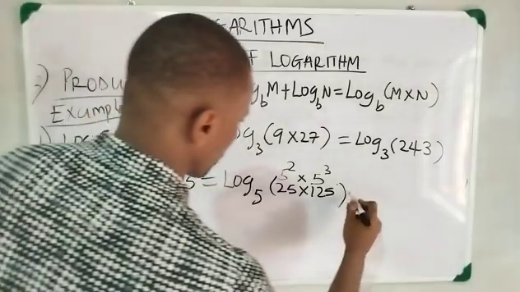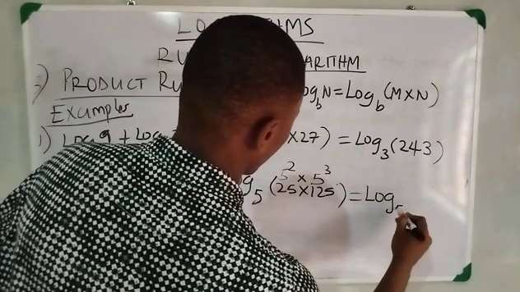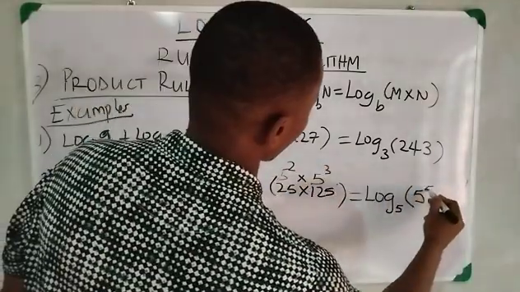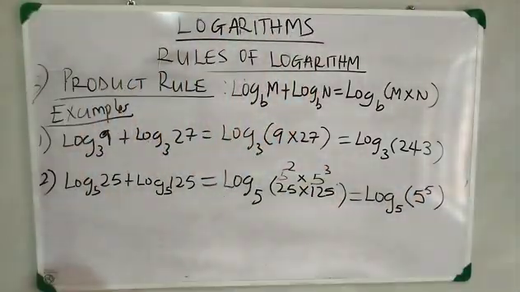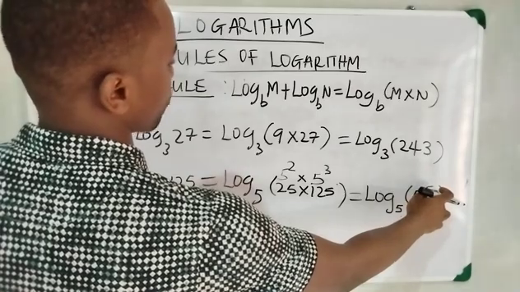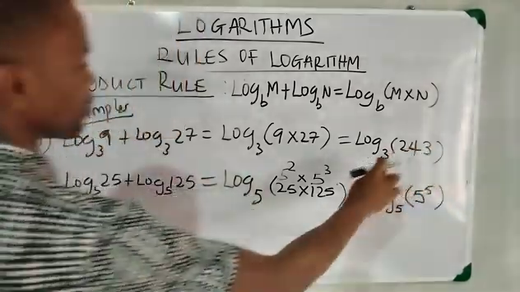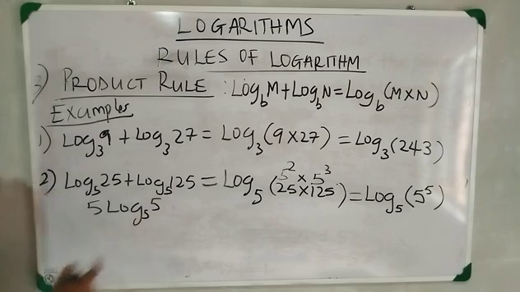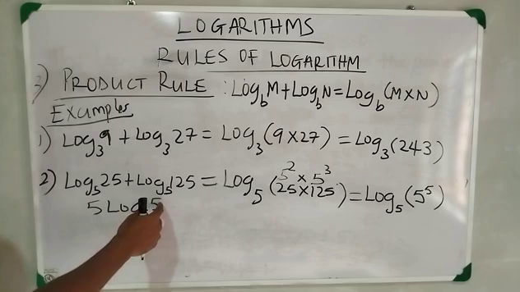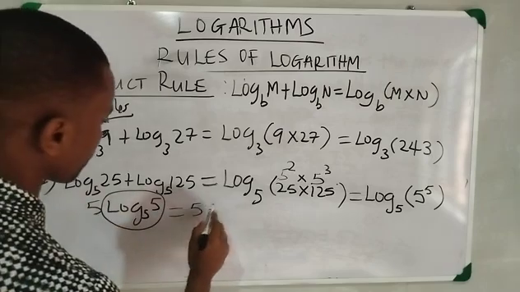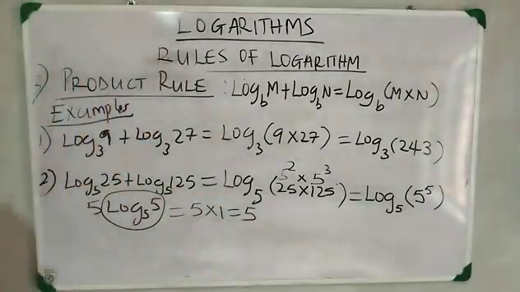So this is going to give me logarithm in base 5 of 5 raised to the power 2 plus 3, which is 5 raised to the power 5. So I have a power, and I can apply the power rule by taking this 5 to the front, which is 5 times logarithm of 5 in base 5. Using the identity rule, since the base and the number here are the same, this is equal to 1. So this is 5 times 1, which is 5.